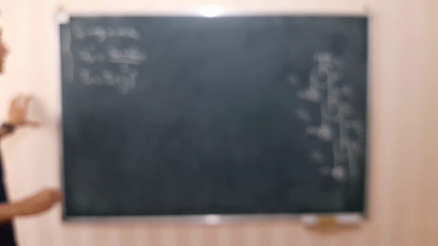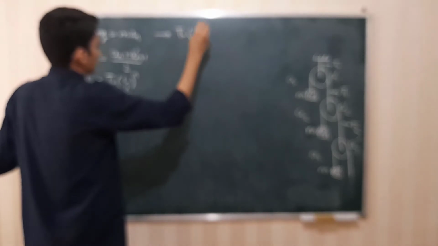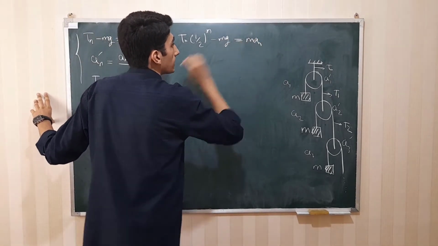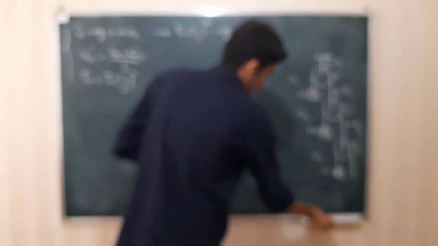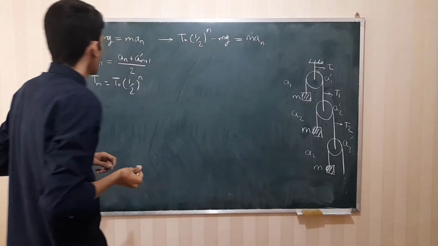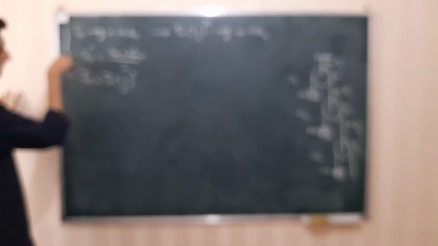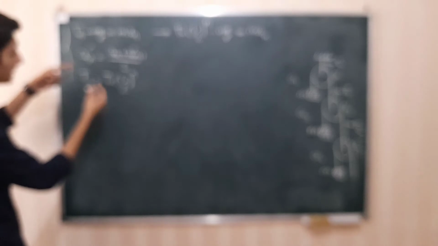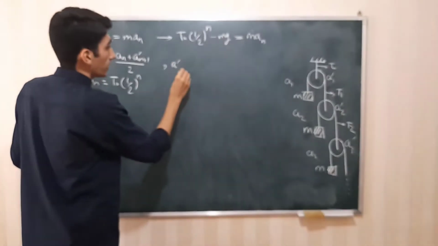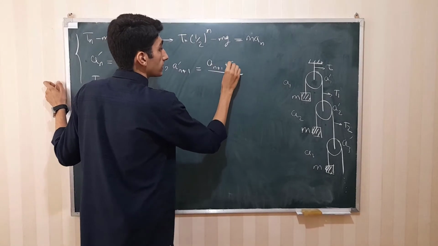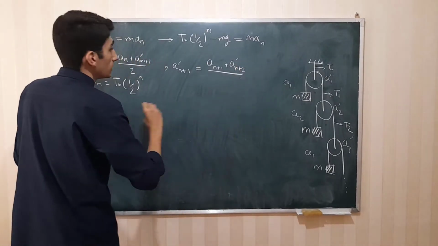So let's start solving the system of equations. We can use the first and third equation to rewrite the first one as T0 times 1/2 to the power of n minus mg equal to m an. So now we've got this equation. If I use the second equation and write it for n plus 1, I would have A'(n+1) is equal to (a(n+1) plus A'(n+2)) over 2.